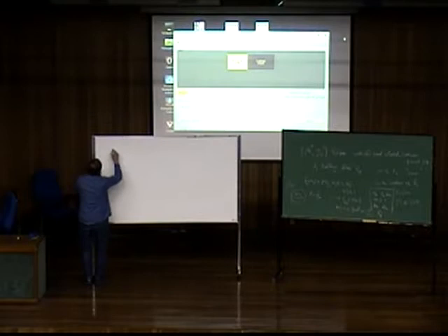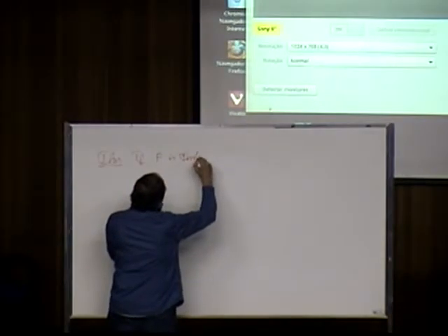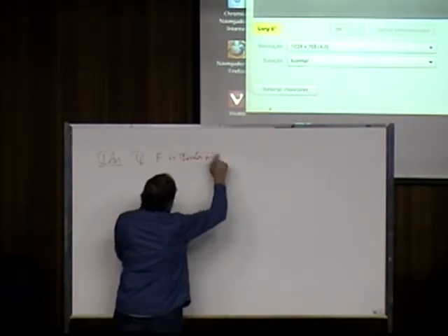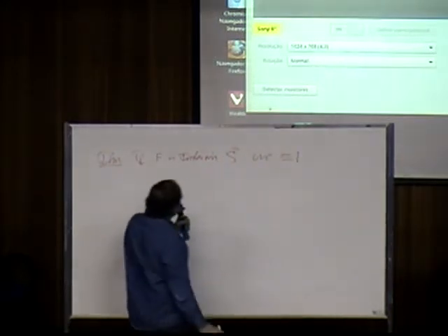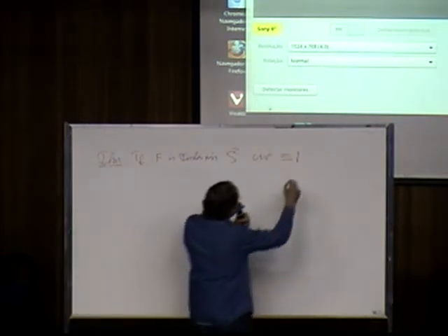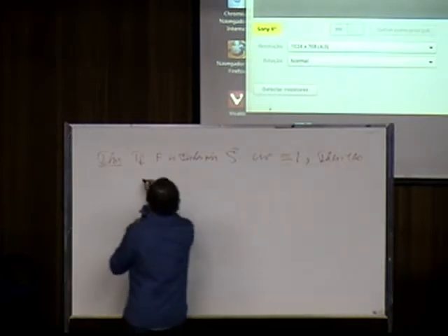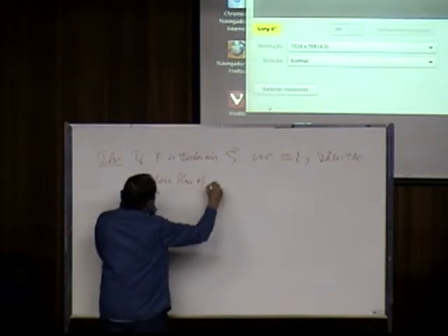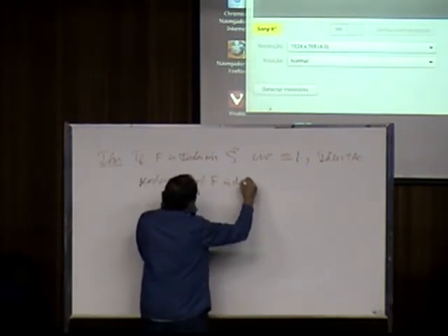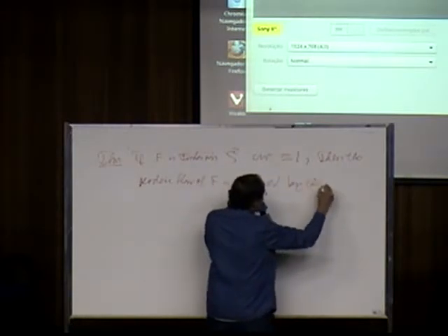Okay, so here's the following theorem. If F is a Finsler metric on S2 with constant curvature equal to 1, then the geodesic flow of F is determined by the length of the shortest closed geodesic.